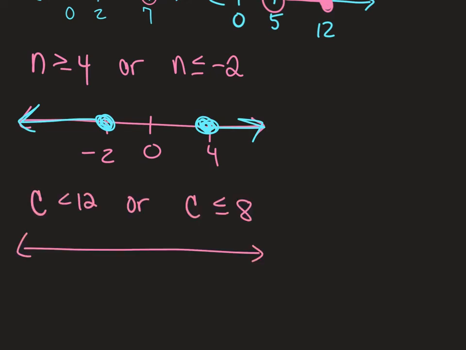All right, so here is our next question. We want C is less than 12 or less than or equal to 8. So I need a 0, I need an 8, I need a 12. Less than 12 is open dot, color left. Less than or equal to 8 is closed dot. Hey, it's color left also. So we want yellow and blue. So really, we just want yellow.